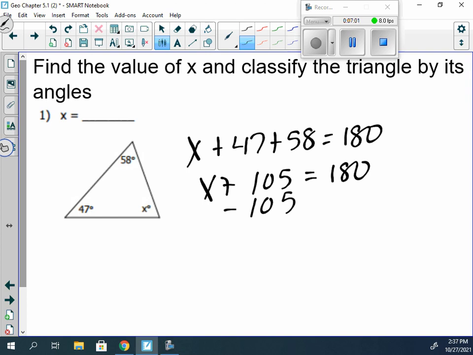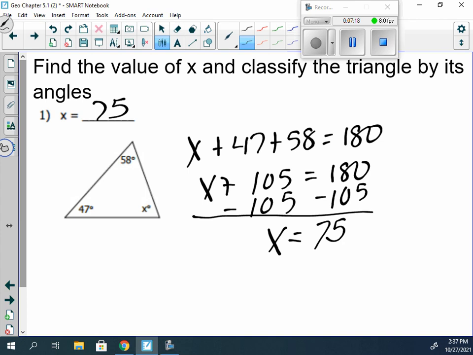And if we subtract 105 from 180, we get 75. If we had subtracted 58 from 180 and then 47 from 180, we would get 75 as well. So the value of x is 75, because when we add all three angles together, it should equal 180.